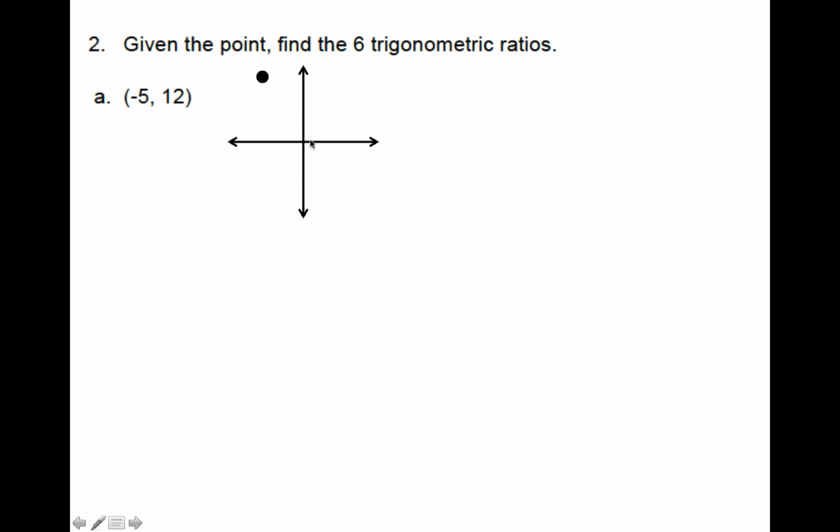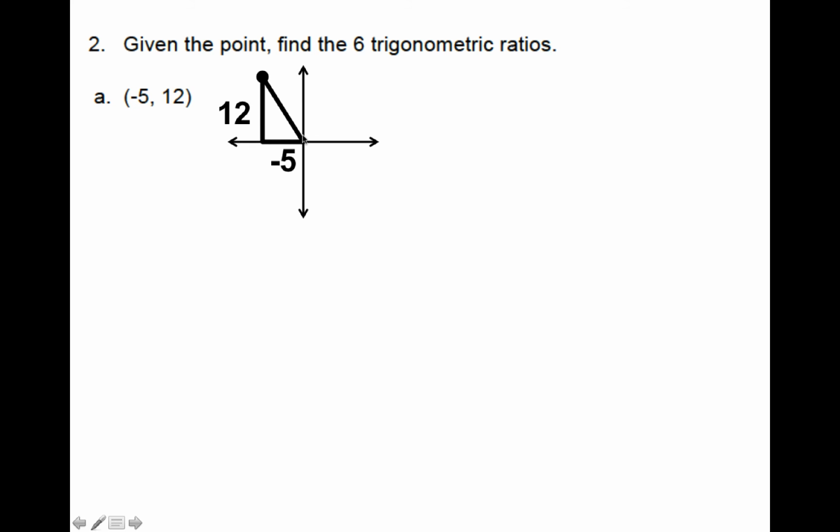Then you would have to draw this triangle in a very specific manner. You're going to draw the triangle to connect to the origin. That's always the hypotenuse. And then you connect it to the x-axis, creating a right angle here. So now we have a right triangle. Since you're going left 5, that leg is negative 5. And then you're going up 12, making this leg positive 12.